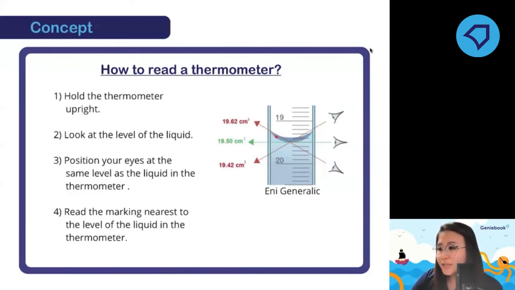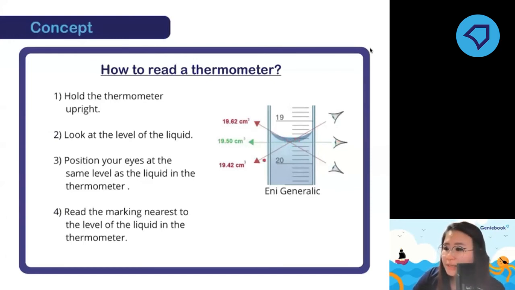The curving is actually due to the liquid being trapped in these two spaces, the two walls of the thermometer. It causes the bending of the liquid. And this is actually called the meniscus. But you study about that in secondary school. So you're supposed to read at the bottom of the curve. That is going to give you the most accurate result.